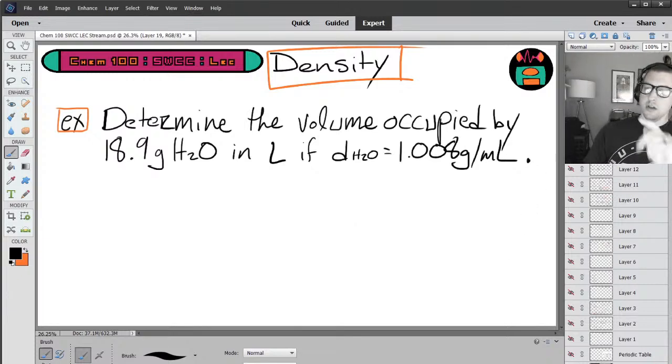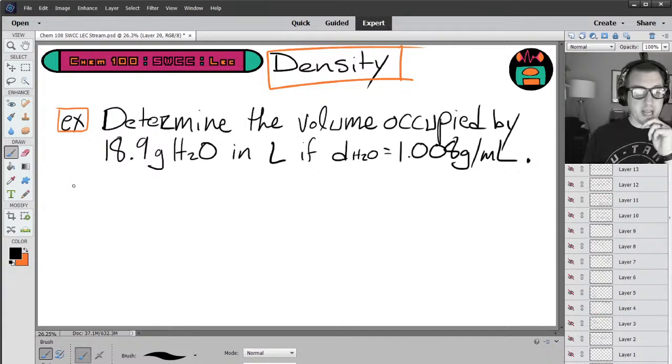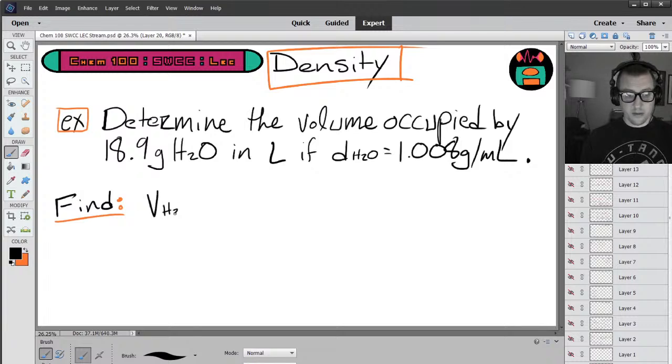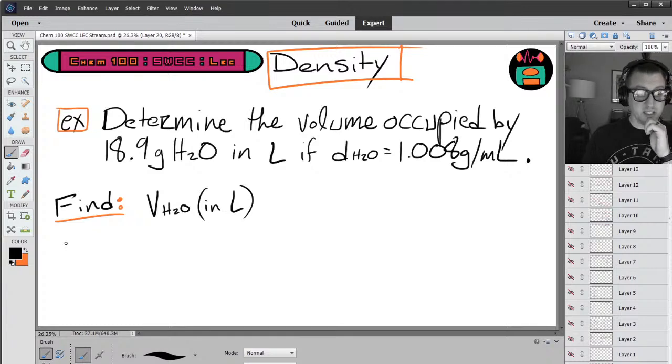All right. So let's start unpacking this problem. The first thing you do when you work any problem in this class is you want to identify what you're trying to find. In this case, we are trying to find the volume of H2O in liters. So not just in any unit, but in liters. Let's look at what we're given.